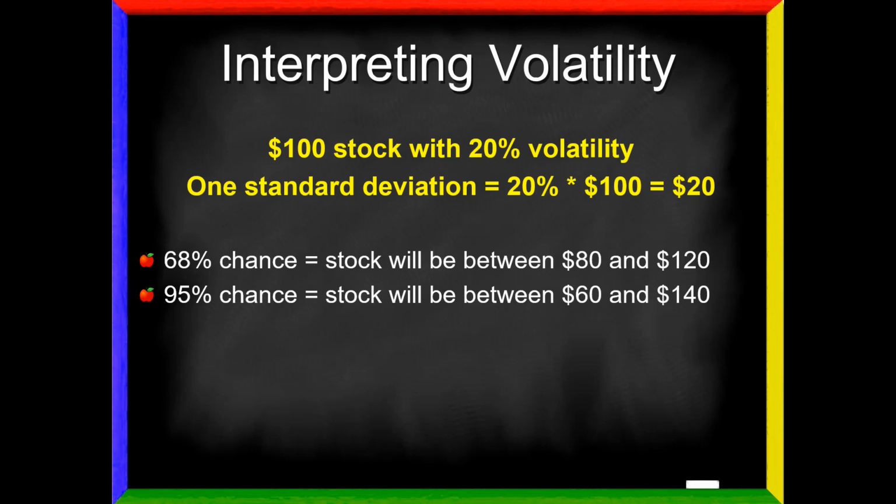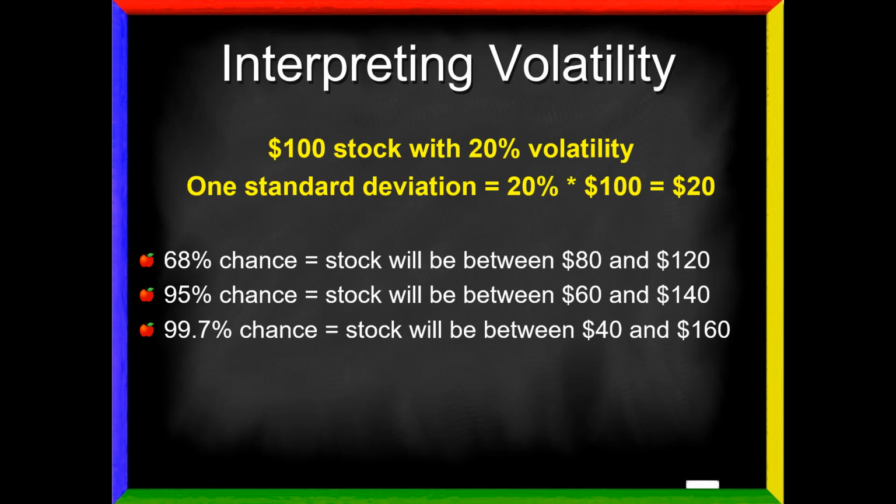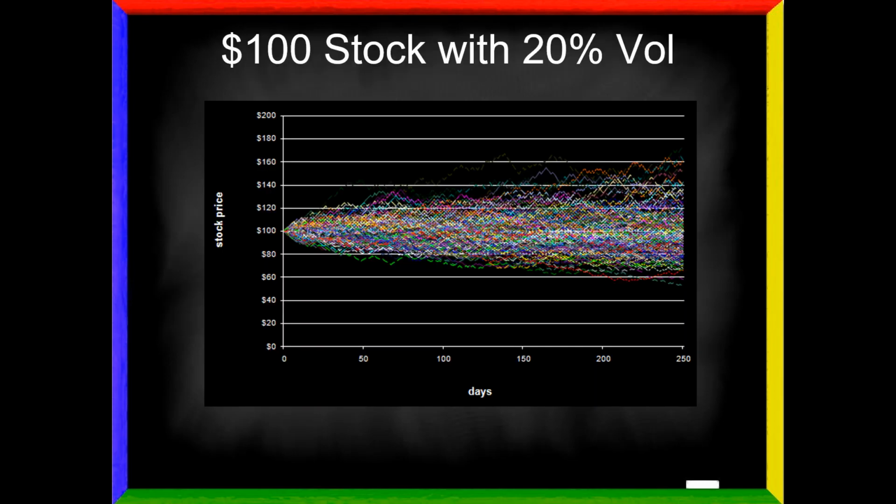Wider range, more confidence. And then finally, three standard deviations would be plus and minus $60. And therefore, I would have almost 100% certainty that that stock will be somewhere between 40 and 160 at the end of the year. Let's go back to the Excel model and take a look at this.